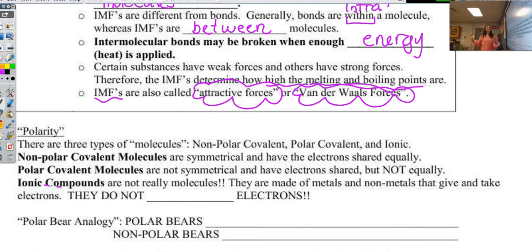I want you to just say it. Everybody say van der Waals. Van der Waals, and everybody say attractive forces. Attractive forces. Those are going to be the same as IMFs.